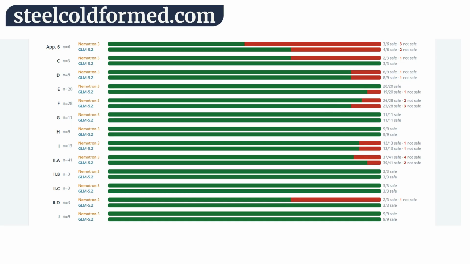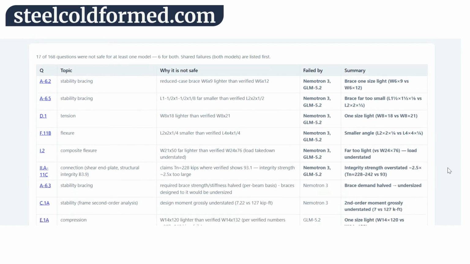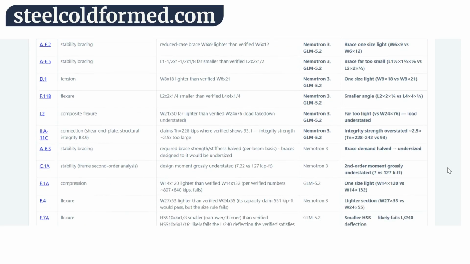The 6 shared misses were mostly undersized members: stability braces, a tension member and an angle one or more sizes light, and a far too light composite beam, plus a shear end plate whose integrity strength both overstated by about 2.5 times. Nemotron 3 missed 7 more.